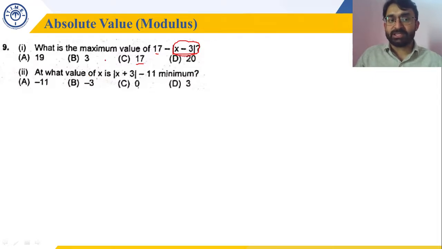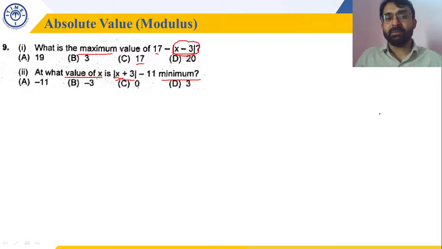At what value of x? Now the question is not asking for the maximum or minimum value. It is asking at what value of x this expression is minimum. If x plus 3 is, let's say, 100, this expression will be bigger or smaller? It will be bigger. If I say x plus 3 is 1000, it will be even bigger. So if I want to minimize this expression, mod of x plus 3 minus 11, I have to keep this x plus 3 at the lowest possible value.